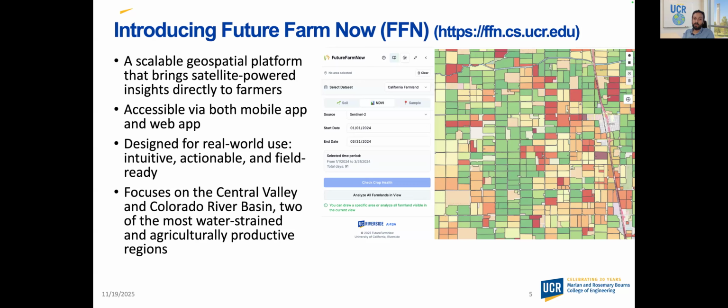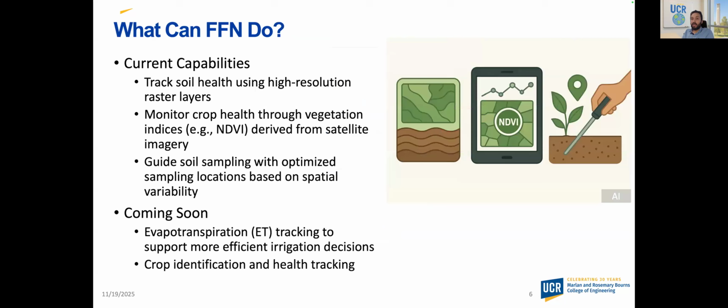Even though we have some products that cover the entire US, our focus is mainly on the Central Valley and the Colorado River Basin, which are the two areas that we focus on in these specific projects. So what can Future Farm Now do? We have a few features that are already implemented in FFN, and some of them are coming soon. We're also working on these.